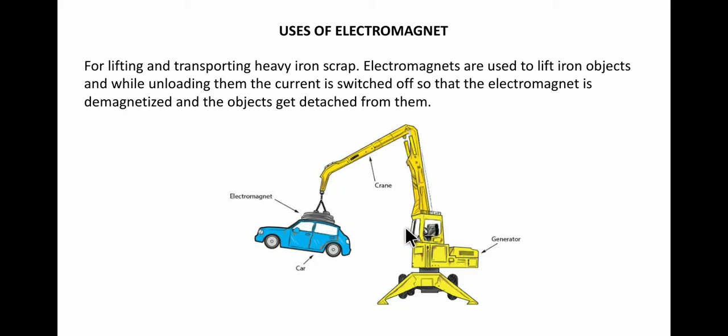When the current is passed through with the help of a generator, this behaves like an electromagnet, and it can lift up heavy iron objects and safely put them in the required place. When the generator is off or the current is switched off, the electromagnet will get demagnetized and thus it will leave the object safely down in the required place. So this is how electromagnets are used.